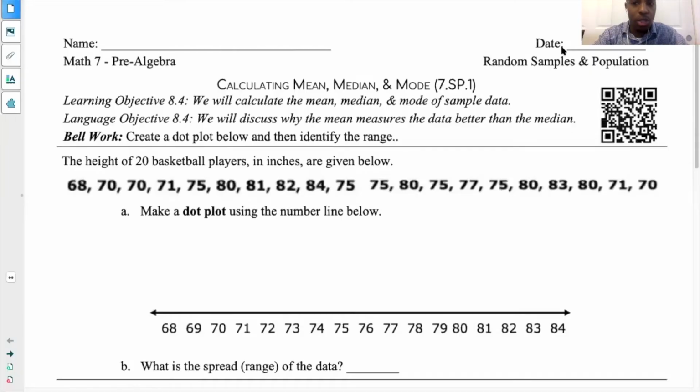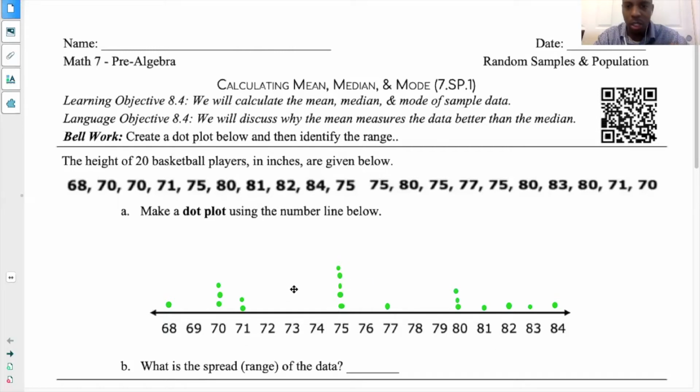All right, I hope you were able to make a dot plot as well as identify the range. I'm going to actually fill it in right now so you can see exactly what it should look like. Give me 1 second. All right, great. So this is what your dot plot should look like after being filled in, right? We should have dots everywhere. You can see that 75 has a lot more than anyone else.